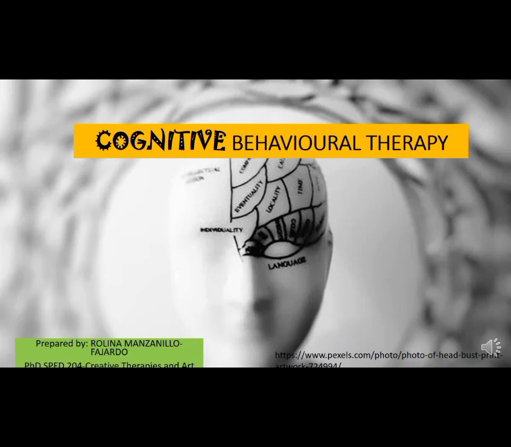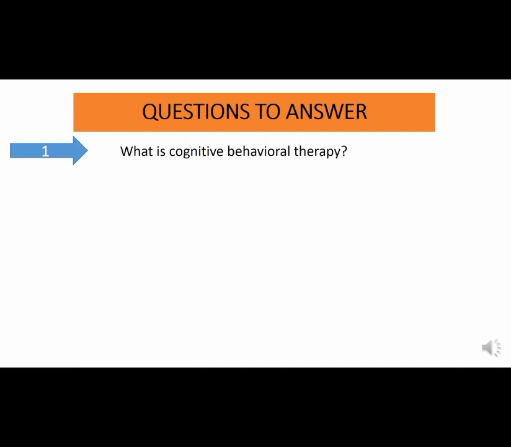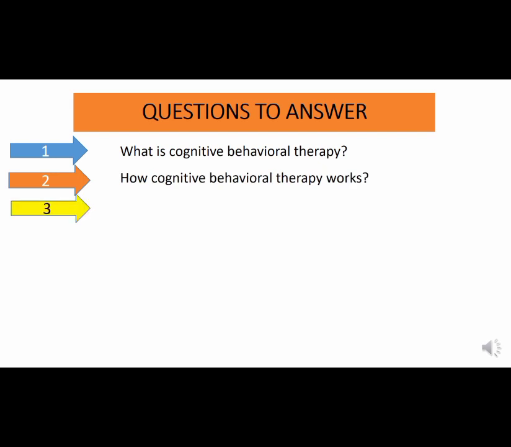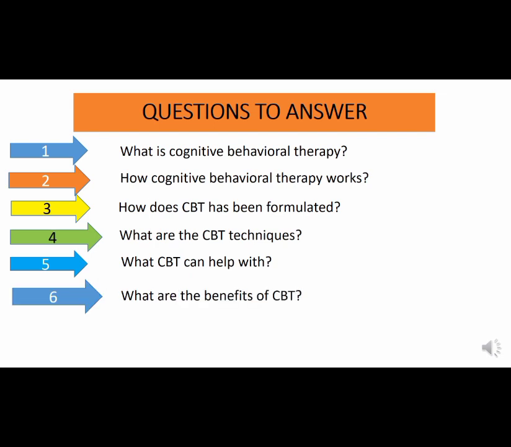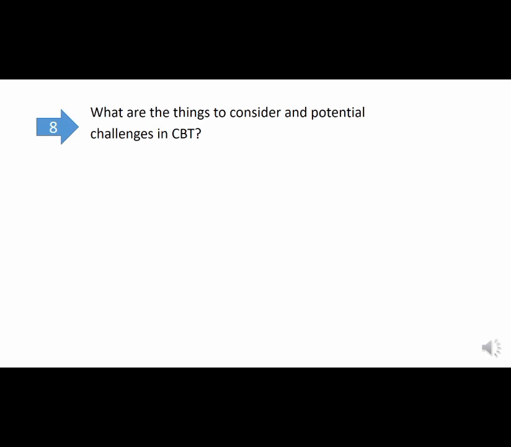Okay, so in this lesson, we will be answering the following questions about cognitive behavioral therapy. The first one is, what is cognitive behavioral therapy? Next is how cognitive behavioral therapy works, how the CBT has been formulated, fourth, what are the CBT techniques, fifth, what CBT can help with, sixth, what are the benefits of CBT, seventh, how effective CBT is, eighth, what are the things to consider and potential challenges in CBT?